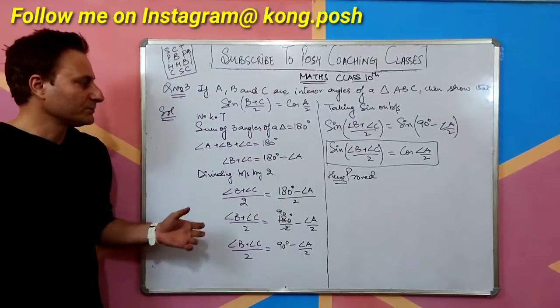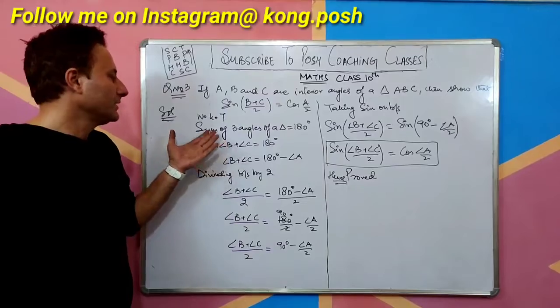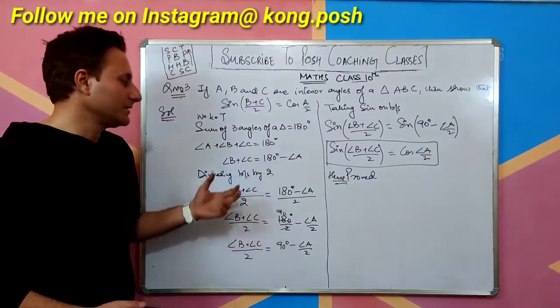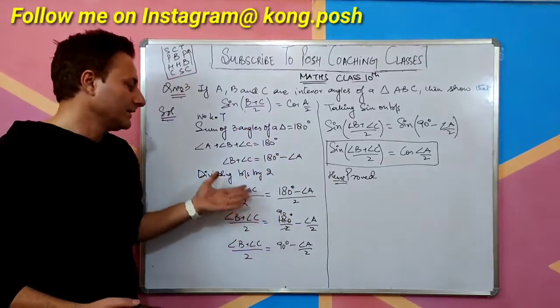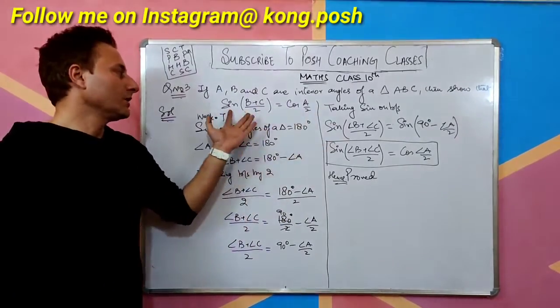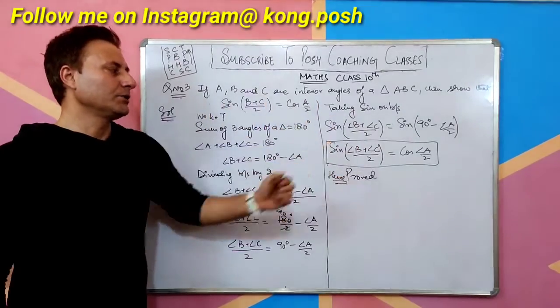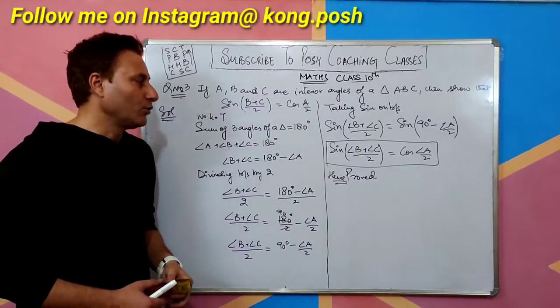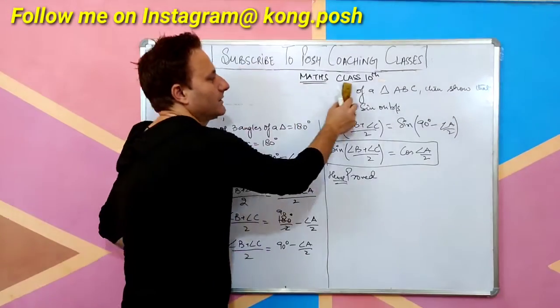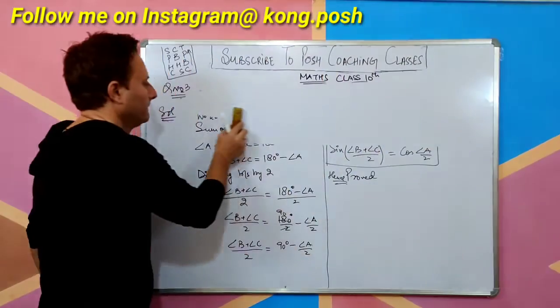I hope you understood this. It is what I did: sum of 3 angles is 180 degrees, angle A plus B plus C is 180 degrees. I took angle A to that side, divided both sides by 2, then took sine, got this one, and ultimately got the other side as well. I hope you understood. Let's take this off and take the next question.